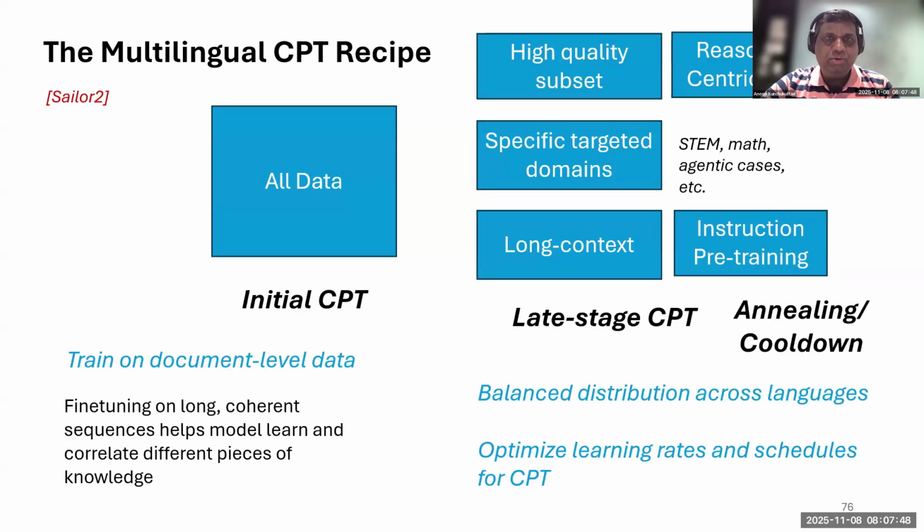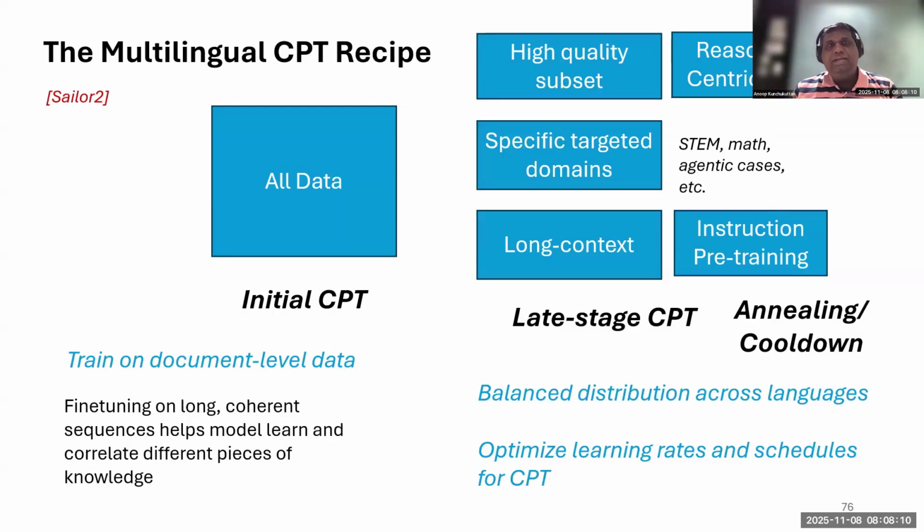Okay, we saw one important aspect of continued pre-training, which is data, and how you curate high quality and diverse data. Once we have the data, how do we actually do the multilingual pre-training? What are the good practices there? We'll quickly go over that.